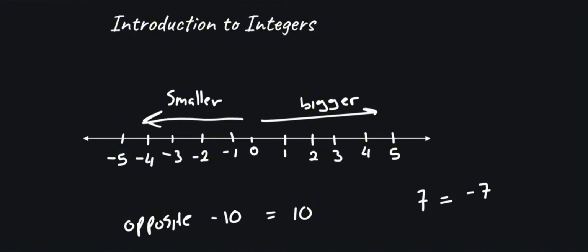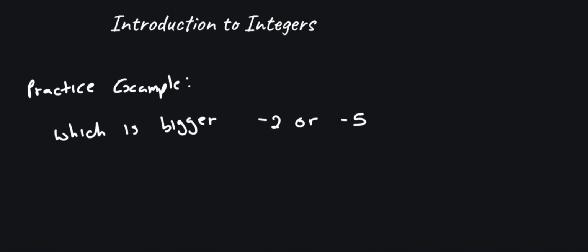Remember, -1,000 is way smaller than -1 because -1,000 is more to the left. Just remember, all the positive numbers go towards the right and all the negative numbers go to the left. Here's a practice question. Which number is bigger, -2 or -5?